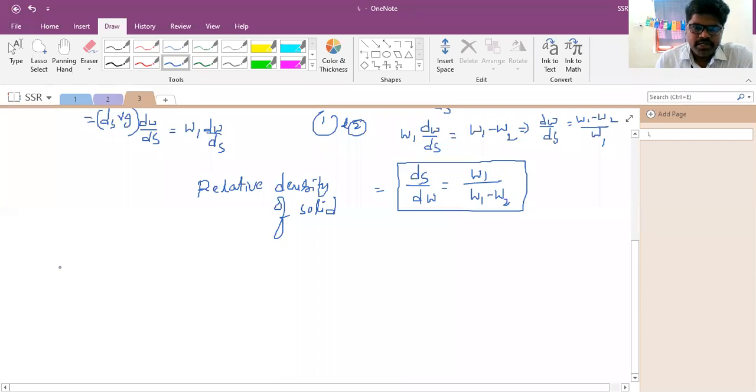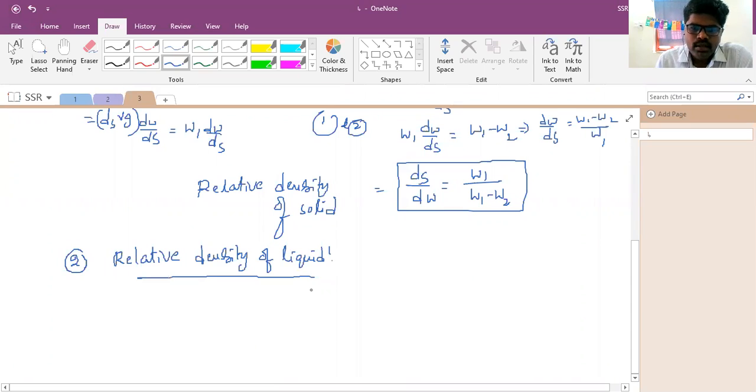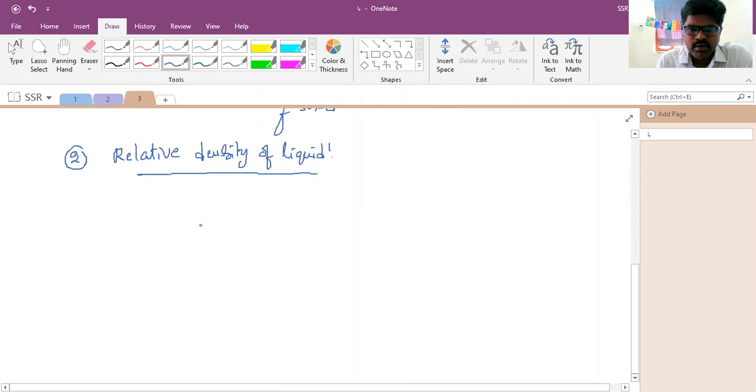Next we will go for the second application: relative density of liquid. Let us say some unknown liquid other than water. Consider a solid body kept inside an unknown liquid. That unknown liquid's density you have to find. So here the density of the unknown liquid is, let us say, dl.